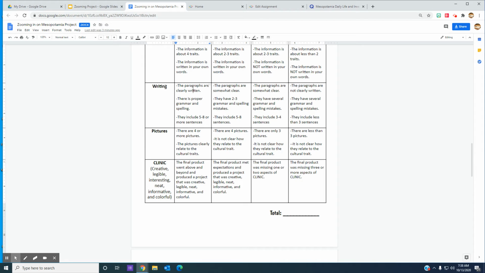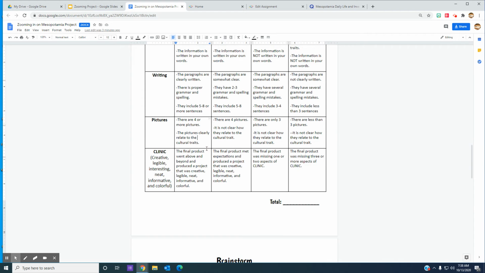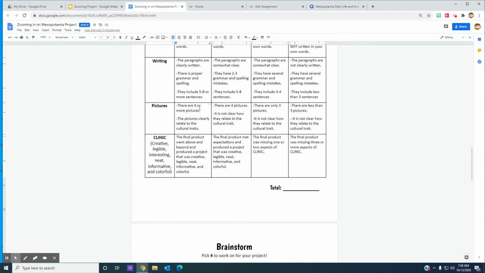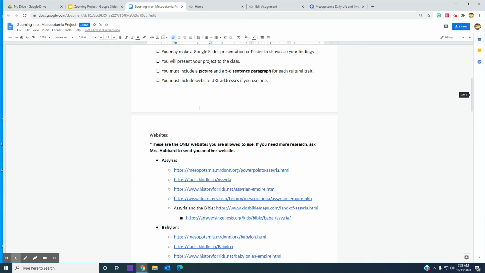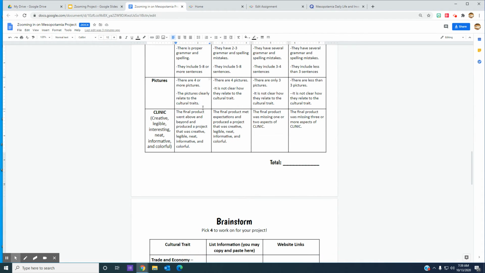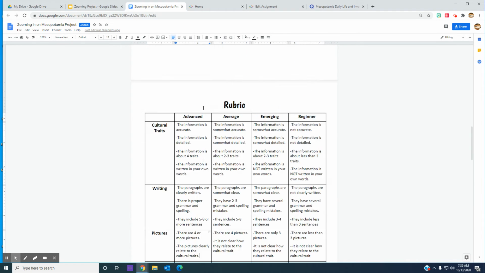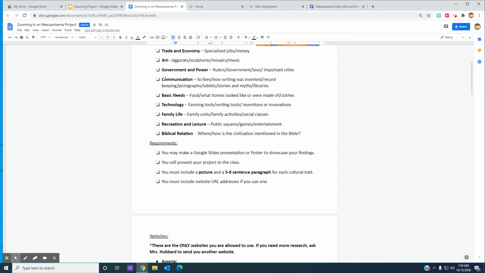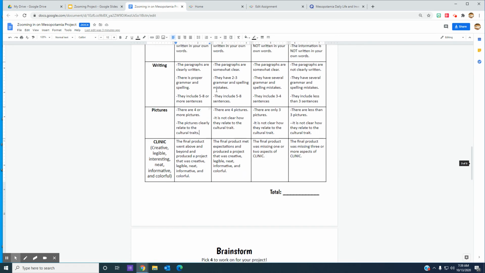For your writing, that means your paragraphs. The paragraphs are clearly written, there is proper grammar and spelling, and you have 5 to 8 sentences. For pictures, you need to have 4 pictures, 1 for each of these traits, okay? And your pictures need to relate to the trait. So you can't have a picture of a ziggurat on the page that talks about communication, because that wouldn't really make sense. You need pictures that have to do with the trait that you're telling us about.